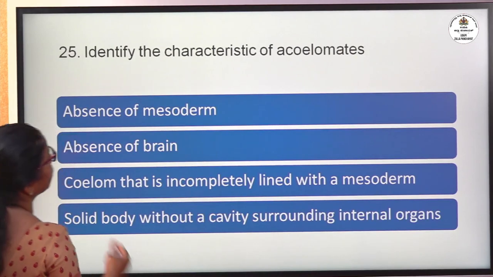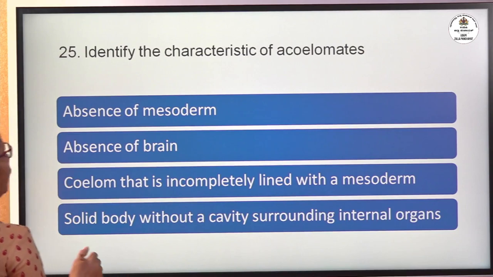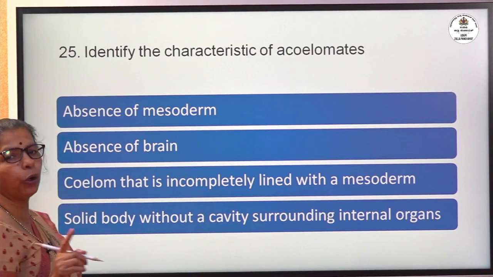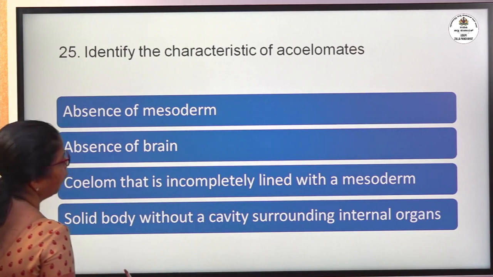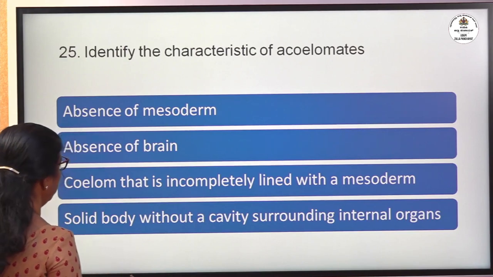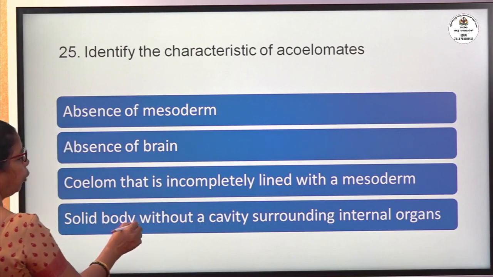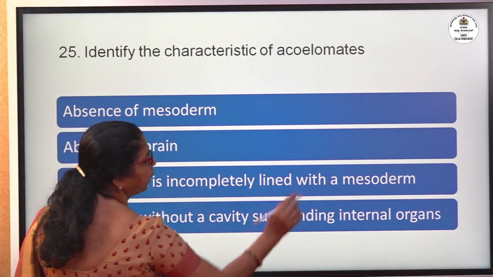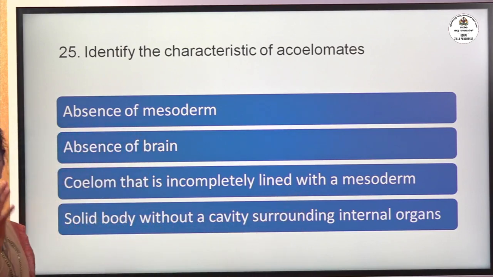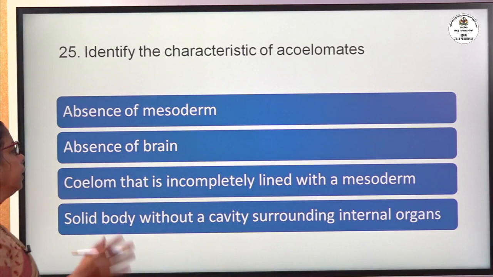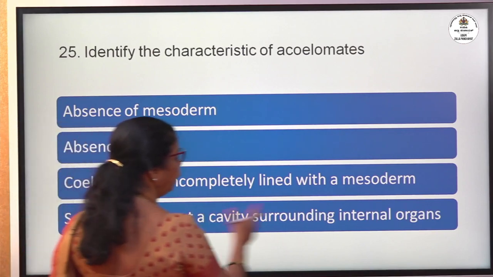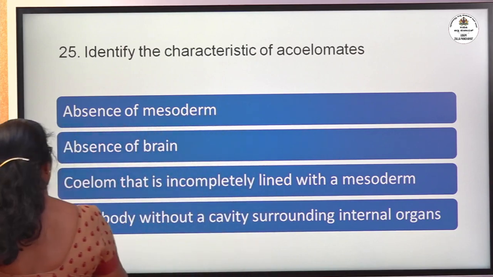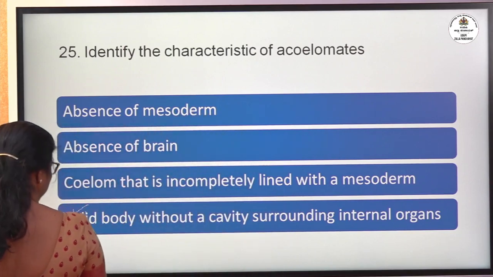Identify the characteristic of acoelomate. Acoelomates means they do not have a coelom. So, it is a solid body without a cavity surrounding the internal organs. So, between the body wall and the alimentary canal, there is no cavity at all. It is filled with tissue. So, it is option D.